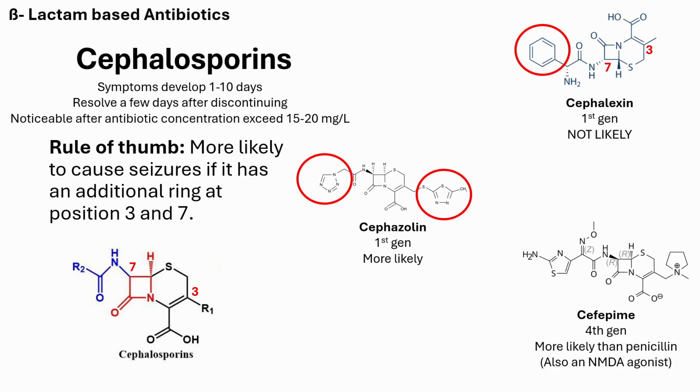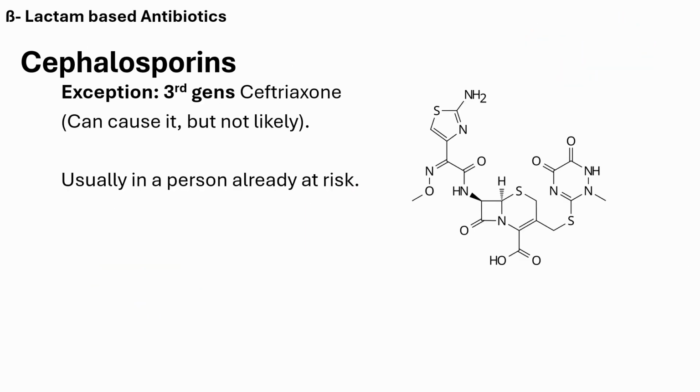Now, of course, like I said, there always seems to be an exception to the rule, and the one here for the cephalosporins is the 3rd gen ceftriaxone. It's not really likely to do it. Look at those beautiful ring structures, but it's not as potent. So normal patients could be just fine, but those of you that have a risk of having seizures, perhaps choose a different medicine other than ceftriaxone, if possible.